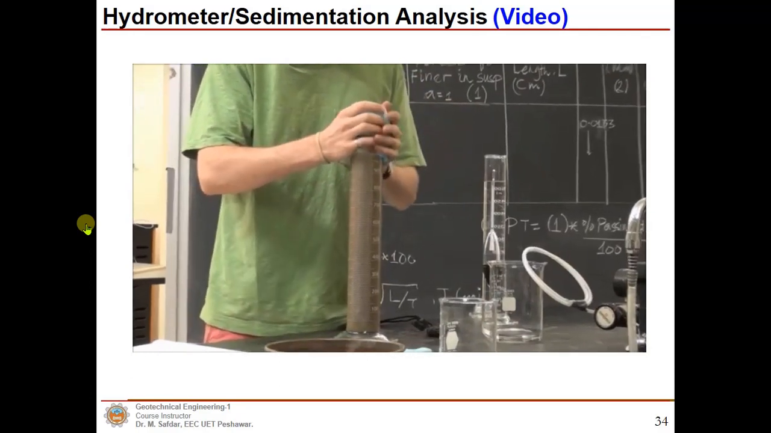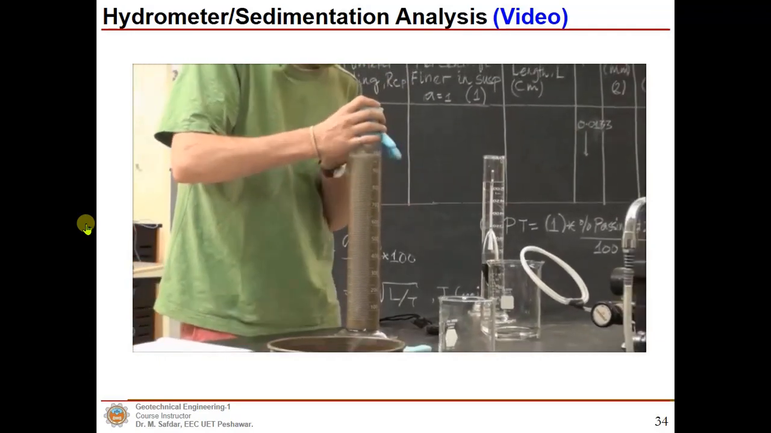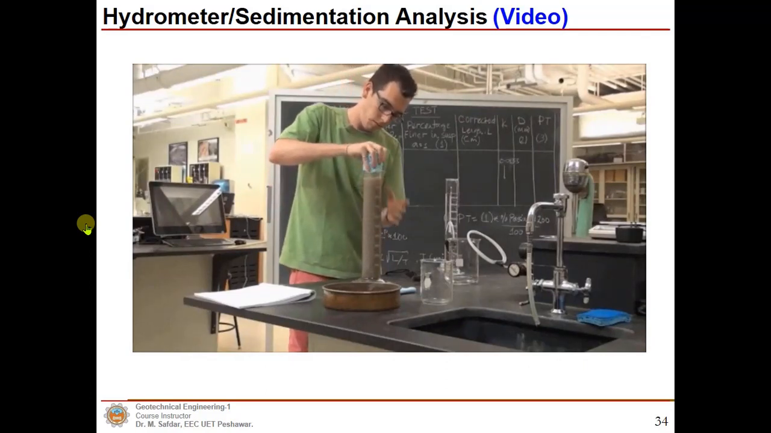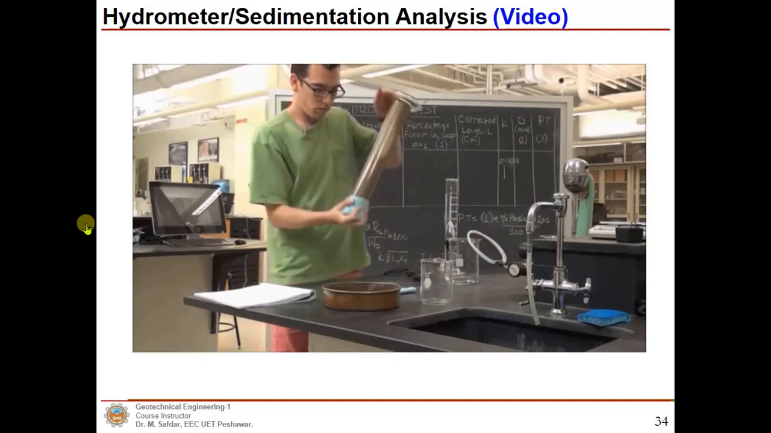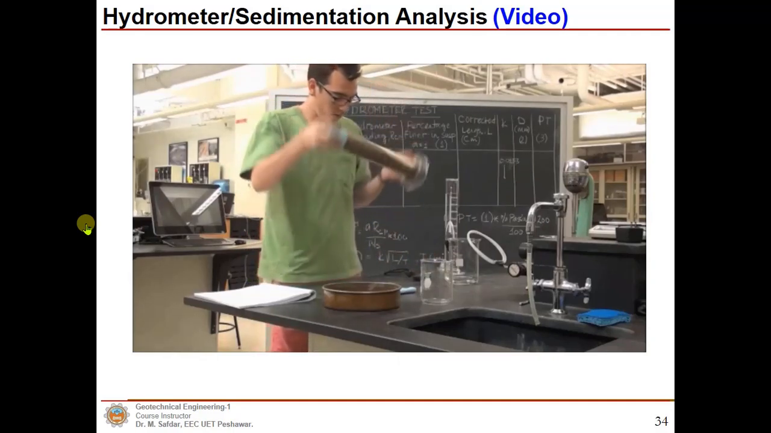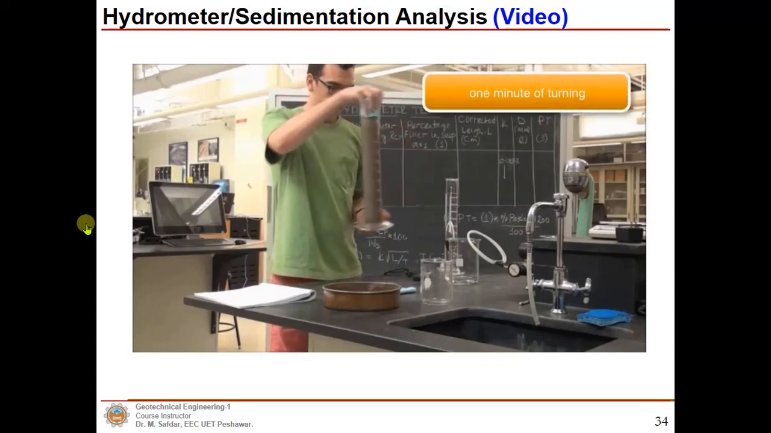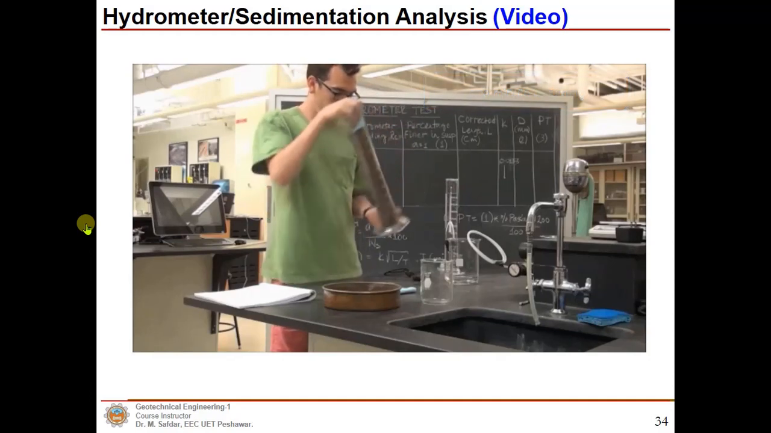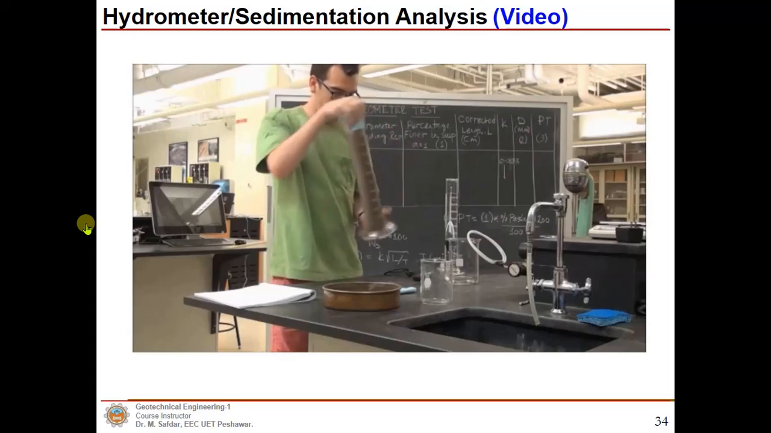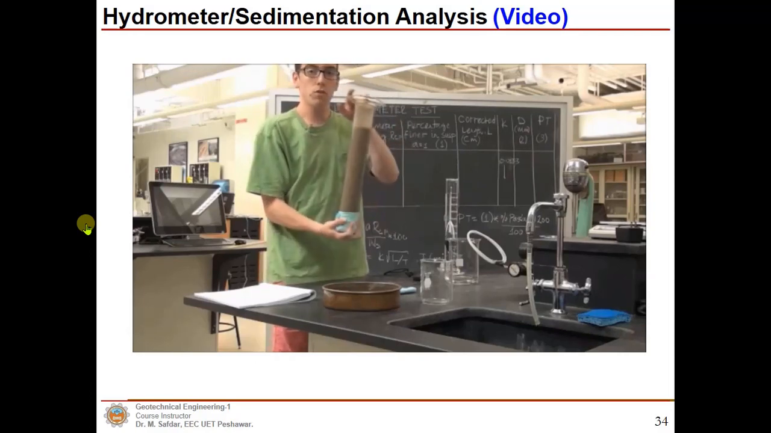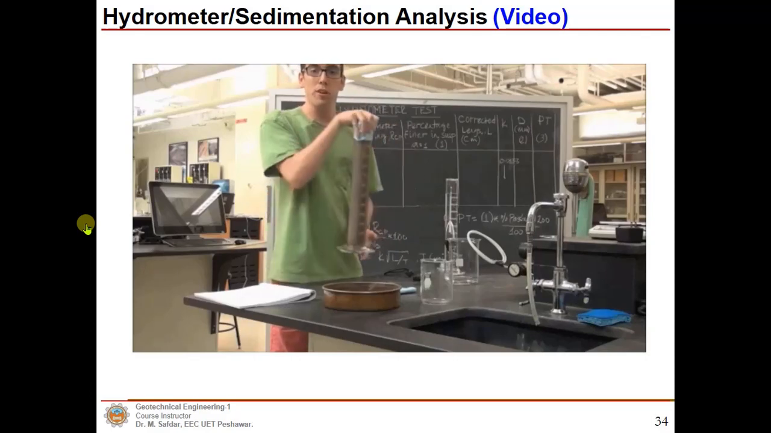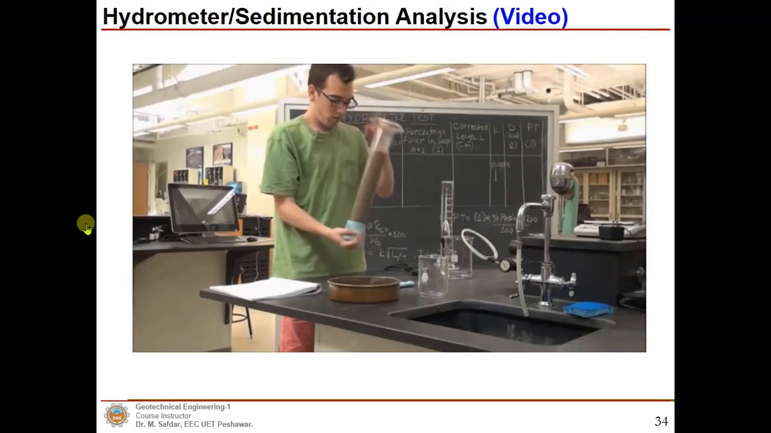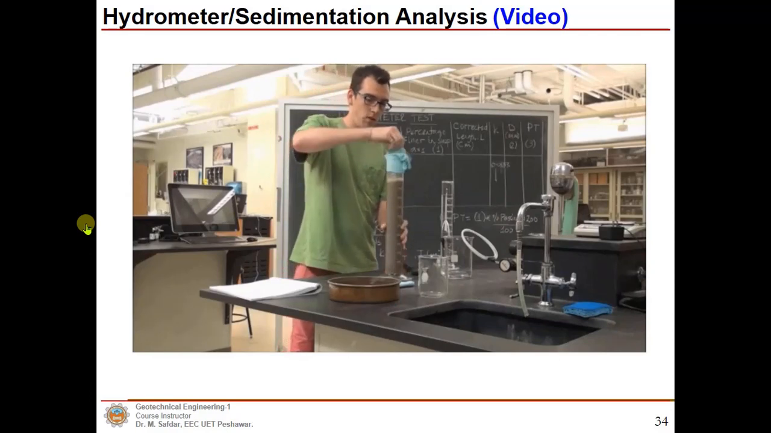And now, the 1 minute of turning. Remember to check the gloves for holes before you start turning, so you don't pour slurry all over the table and ruin the experiment before it starts. Right, that's 1 minute. Glove comes off.